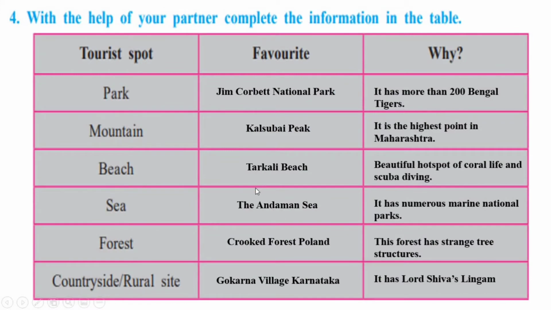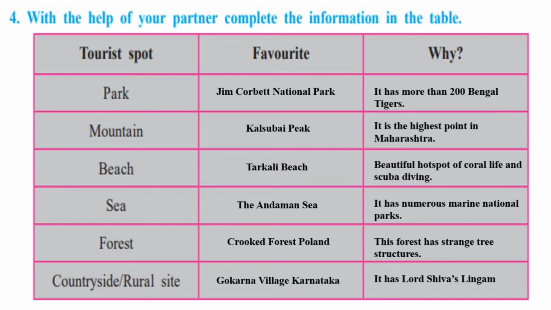Fourth question. With the help of your partner, complete the information in the table. Now, there are three sections in the table: tourist spot, favorite, why. Now, you all have to mention your favorite tourist spot and why it is your favorite. Here I have written my own favorites and the reasons why I like them. You all can write your own ones.